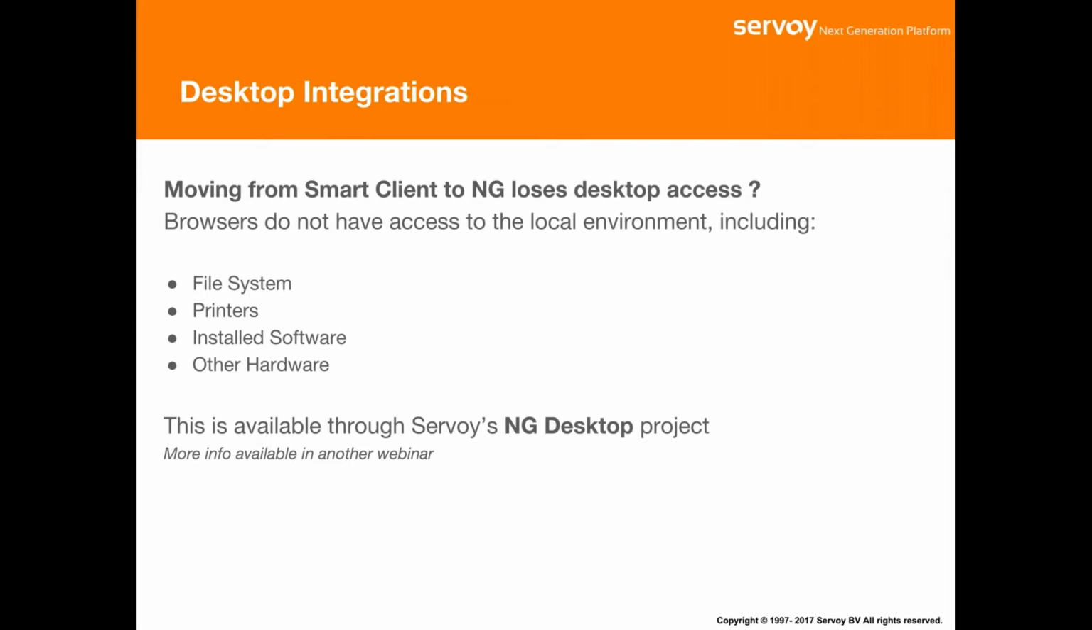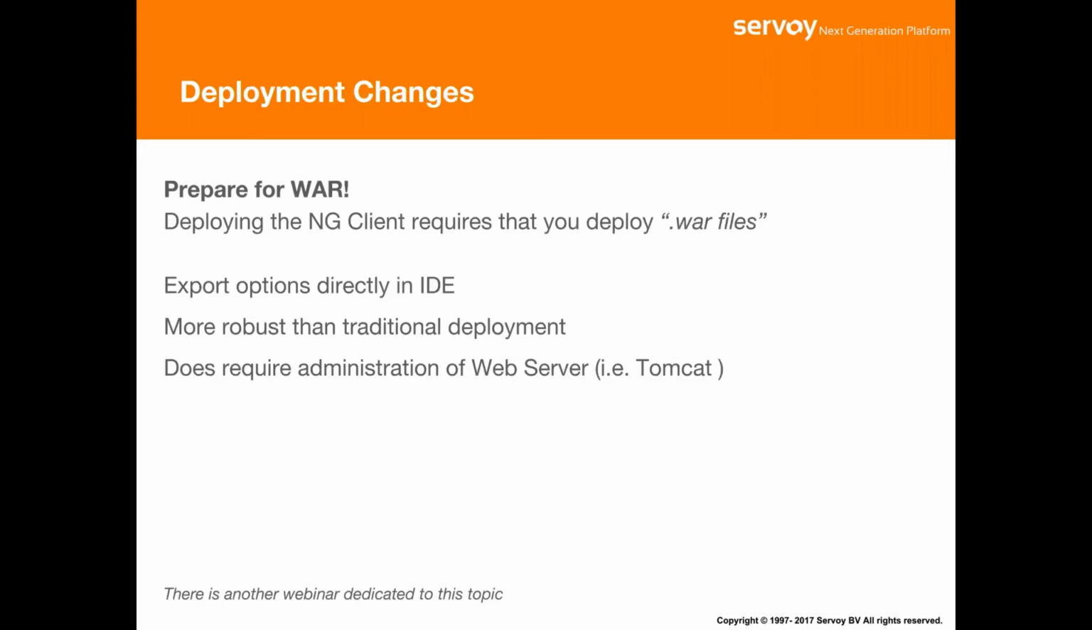If you're coming from the Smart Client, you will lose access to the desktop. So if you were doing things like working with the local file system, printing to printers directly, doing COM access to Microsoft Word, barcode scanners, those sorts of things, a browser simply does not have access to the desktop. The good news is we have a project to solve this. It's called Servoy NG Desktop. There's more info available in another webinar for that. And this is an evolving project, so if you're really interested in this, then we urge you to work together with us to get the best result.